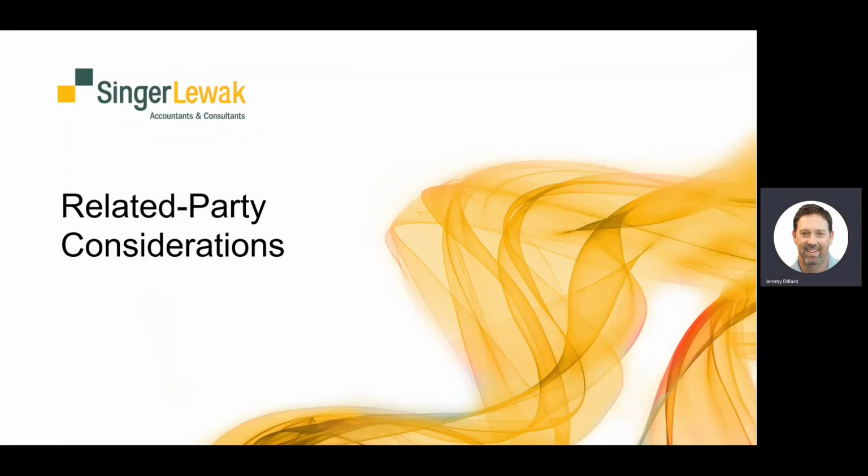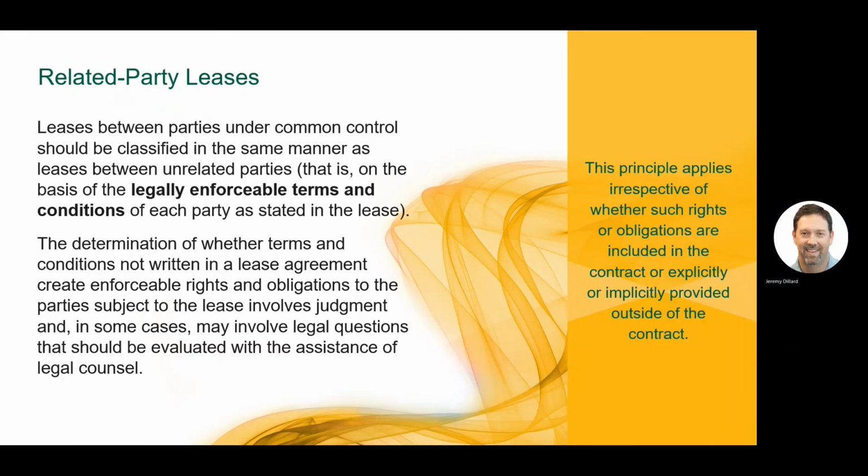Now let's discuss related parties and how that could impact lease accounting. The FASB considered whether there should be significant differences between leases with third parties and with related parties. They ultimately settled on an objective standard that the lease accounting should be based on the legally enforceable terms and conditions as stated in the contract. Keep in mind the FASB is not intending for legal counsel to be involved when determining those enforceable terms and conditions, but that may be needed in some situations.